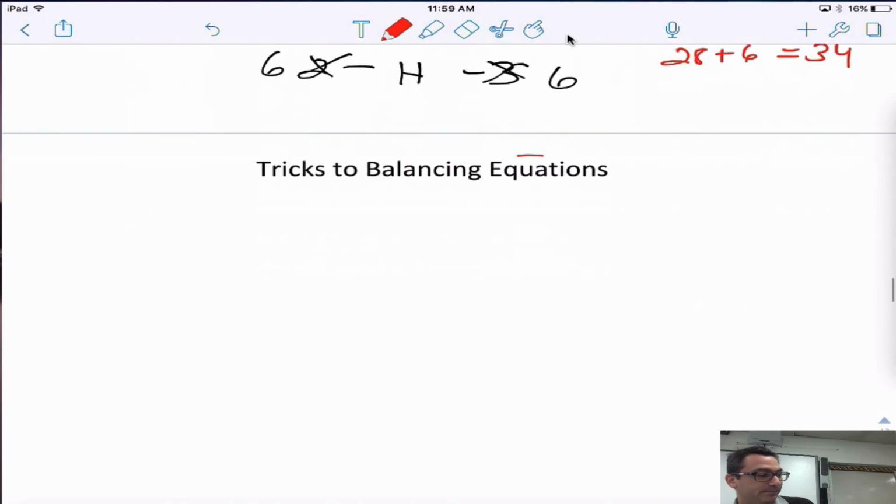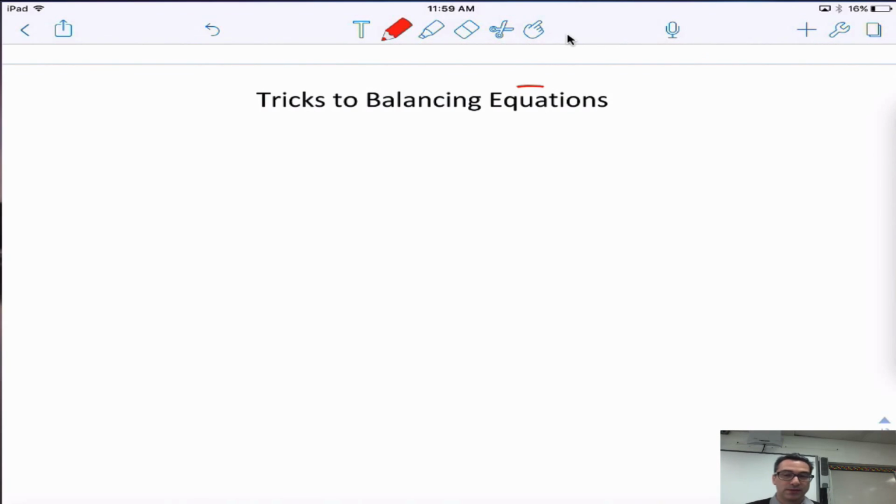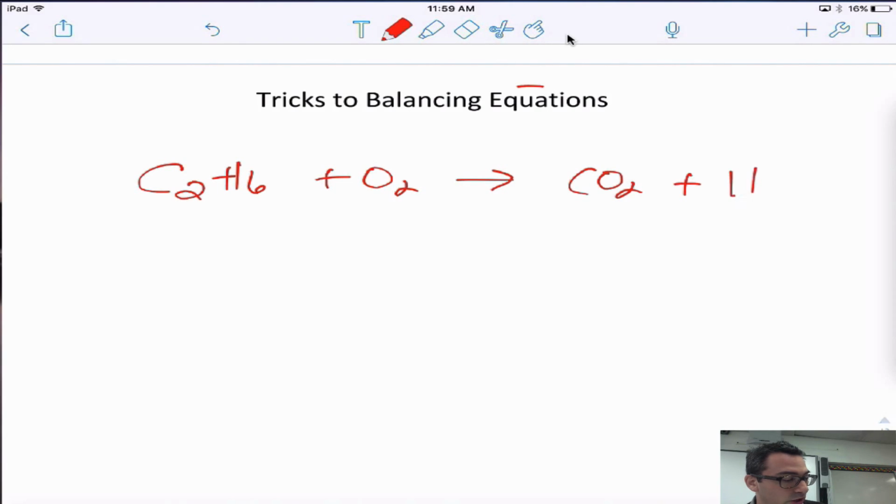Okay, tricks to balancing equations. So sometimes equations are not so easy to balance, and they require you to be a little bit savvy with this. One example is when I have something like a combustion reaction, something like C2H6 plus O2 yields CO2 plus H2O. And we'll talk about this type of reaction. It's called a combustion reaction. You'll have to know that this is a combustion reaction. I'll show you how to recognize it.